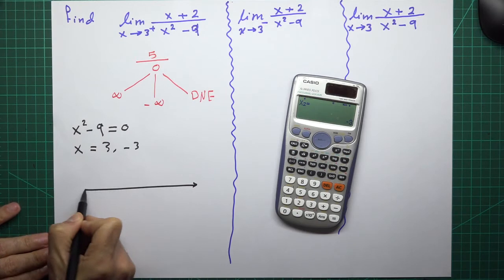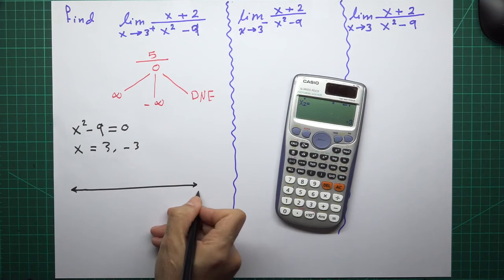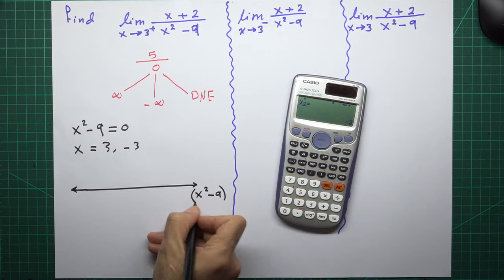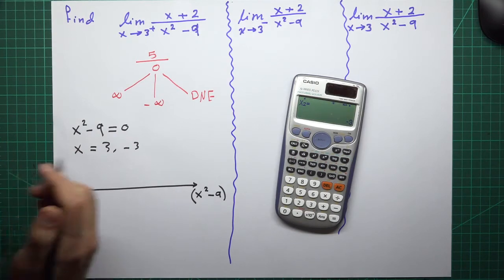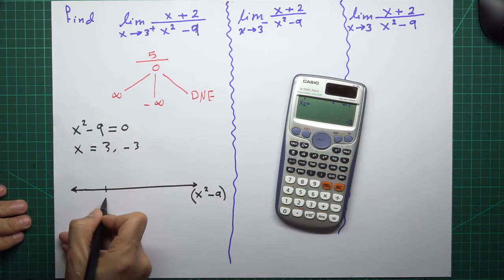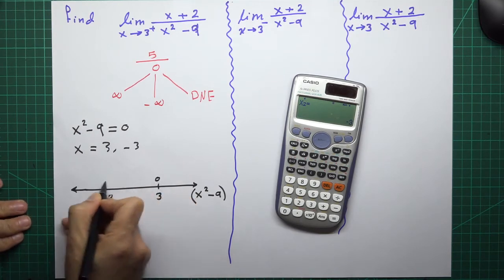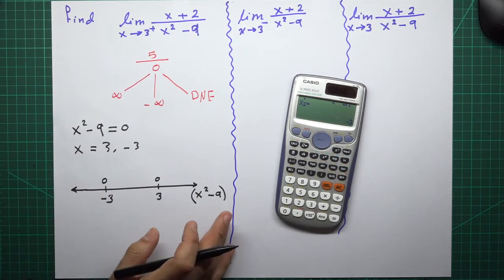Then we will now study the sign chart of this function of x squared minus 9 only. ما في داعي نعمل sign chart لكل الدينوميريتور لكل الفانكشن، بس بناخذ الدينوميريتور x plus 2. خلاص أنا عندي 5. Okay, so we will locate the zeros of the numerator on the number line, and how to study the function sign, or how to find the sign chart of x squared minus 9.